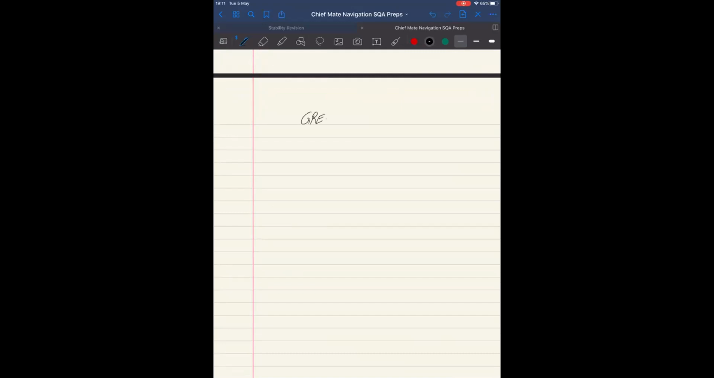So great circle is basically the shortest distance between 2 points. And the most important thing is it may not be a straight line.